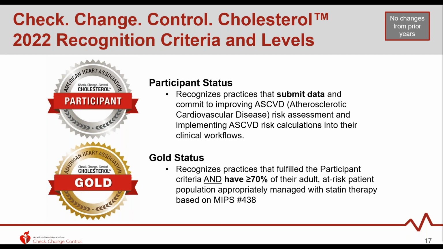Organizations that submit 2021 data and commit to improving ASCVD risk assessment and implement ASCVD risk calculations into their clinical workflows, and have 70% or more of their adult at-risk patient population appropriately managed per the measure guidelines, will receive gold status. If they fall under that 70% threshold, but otherwise achieve the same things, they will achieve participant status. So that is how we award our levels for Check Change Control cholesterol.